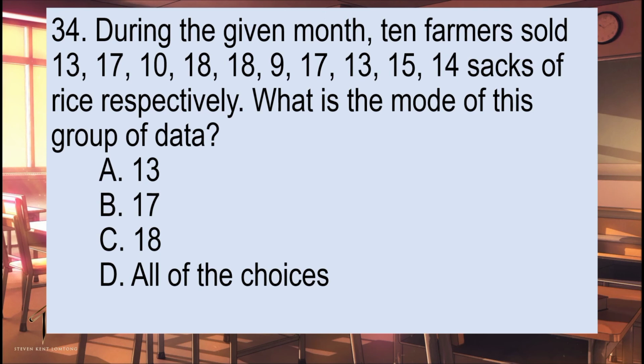Next, during the given month, 10 farmers sold 13, 17, 10, 18, 18, 9, 17, 13, 15, 14 sacks of rice respectively. What is the mode of this group of data? So, sabi natin kanina yung mode is yung most frequent number na nag-appear dun sa set of values natin. Okay, so, tingnan natin yung 13. So, ilan ba yung 13 dito sa given? Dalawa. Yung 17, dalawa din. And yung 18 ay dalawa din. Therefore, our answer is all of the choices.